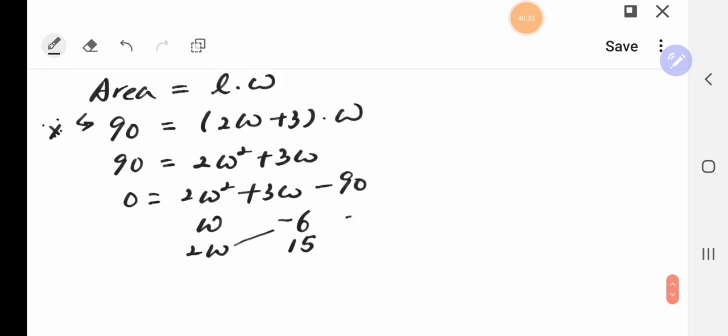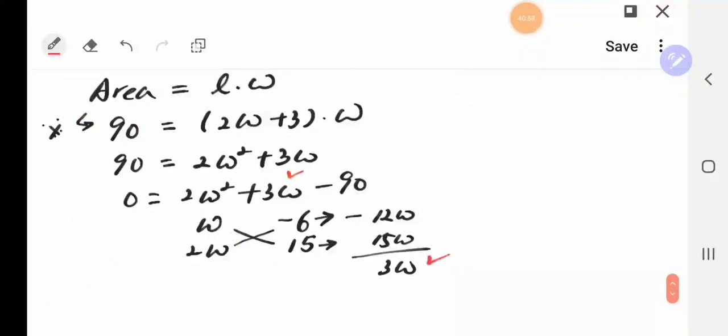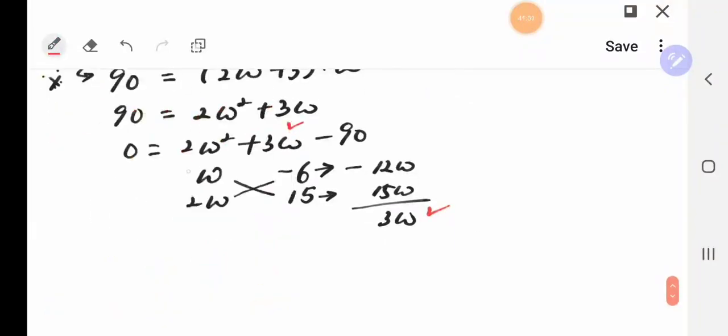So this will be negative 12W, and this product is 15W. The sum is 3W. So we got the second term. So 3W is the second term. So this trinomial is the product of these two binomials. W minus 6 times 2W plus 15.